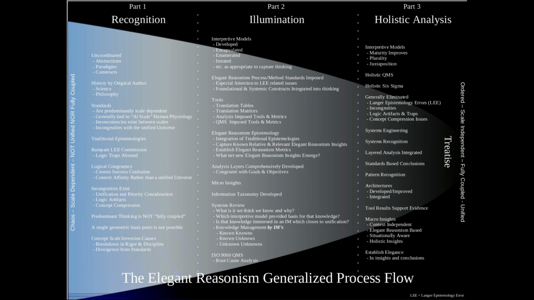And we want to make sure that we identify Langer epistemology errors. We want to start looking at the realm of C's, making sure that we have congruence and things are cogent and that they're concise, etc. So then we flow to the illumination, and we want to get over into the analytics and the analysis of all that, with the final objective of having an ordered, scale independent, and fully coupled, unified treatise that articulates the results of our investigation.